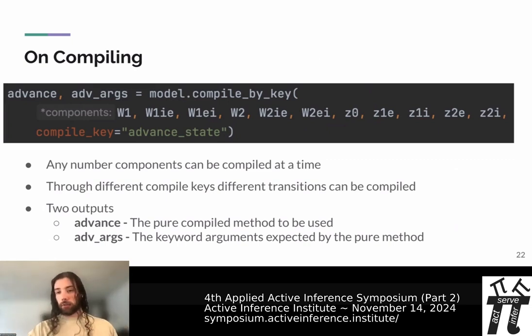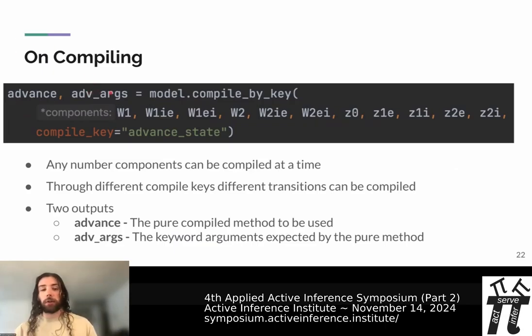And so in this, again, just to fully explain, we do have two different output values coming out of this compiled key, this model.compile by key, as well as one hidden aspect that comes out of it. So, first, the outputs, we have this advance. Now, advance here is the pure function returned by the compiler. So this is the function that takes in the model state and all of the arguments it's expecting, and will return to you the final model state. ADV args, these are all the arguments it's expecting.